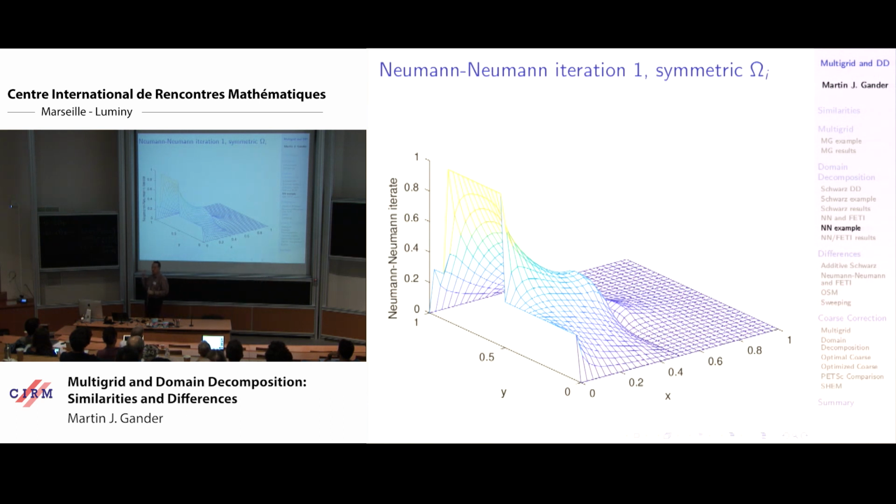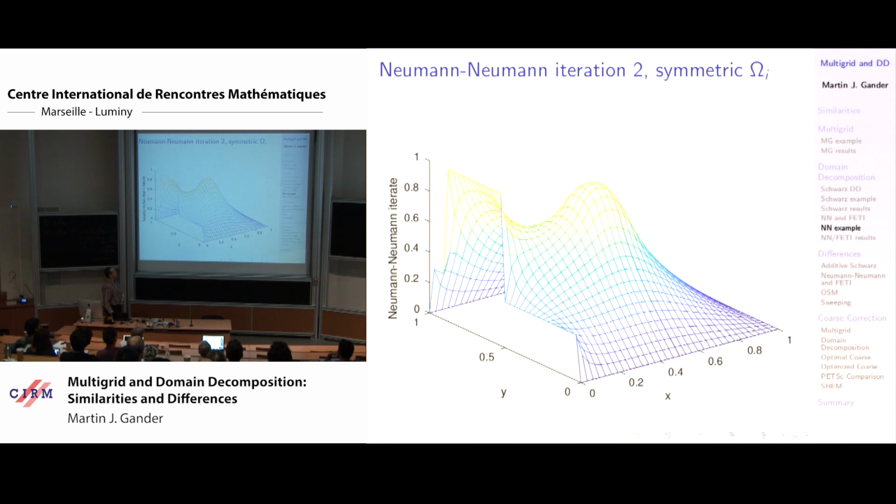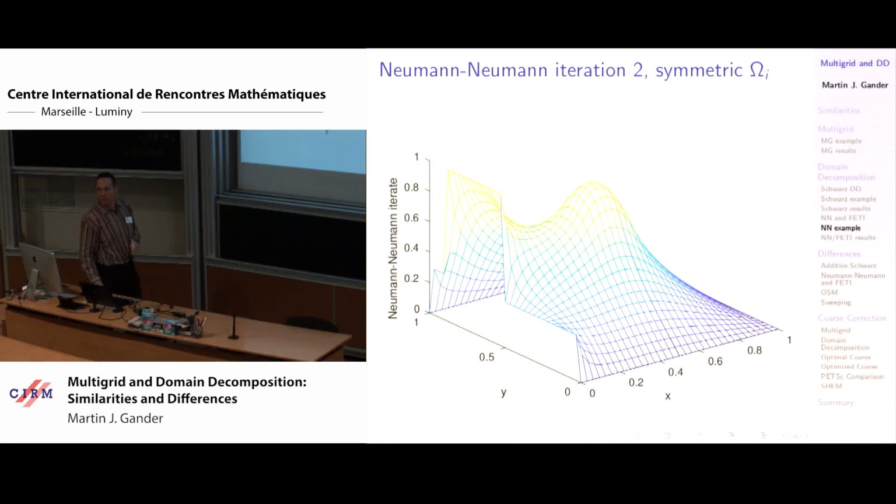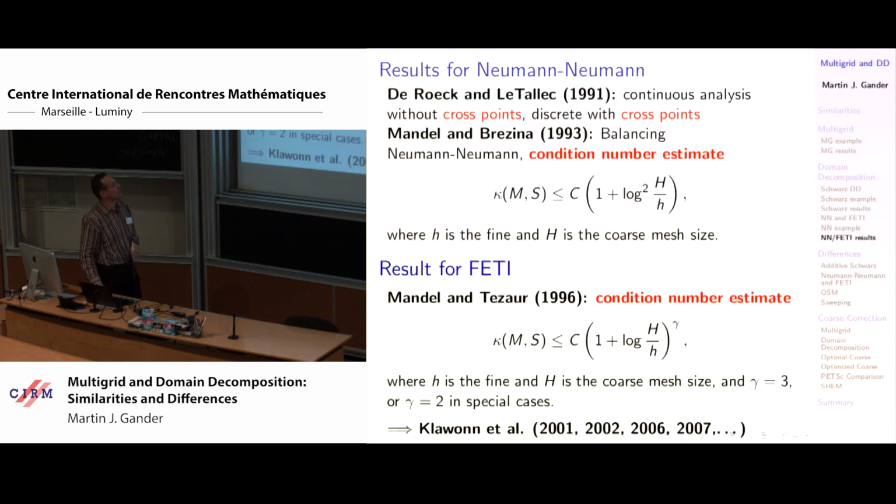And I remind you, this is a Poisson equation. Same operator, same subdomain size, same boundary conditions, Dirichlet all around. So I do one correction, and I have the solution. This is a direct solver for this configuration. It's a direct solver. If I do it once more, it doesn't change. That's Neumann-Neumann. FETI has exactly the same properties.